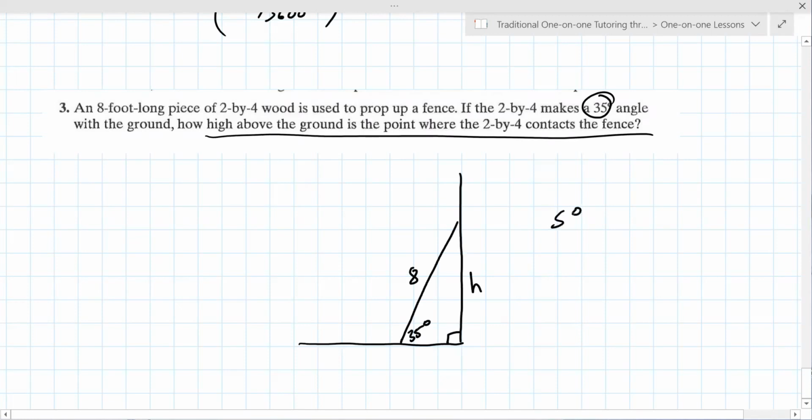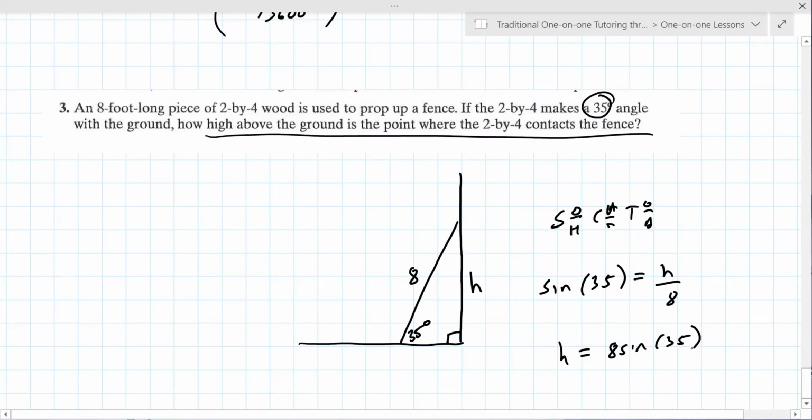You have SOHCAHTOA, sine, cosine, and tangent. Because you have this angle, opposite over hypotenuse, you could say the sine of 35 equals h over 8. So h equals 8 sine 35, and you have your answer. Okay, so right angle trigonometry, pretty straightforward.